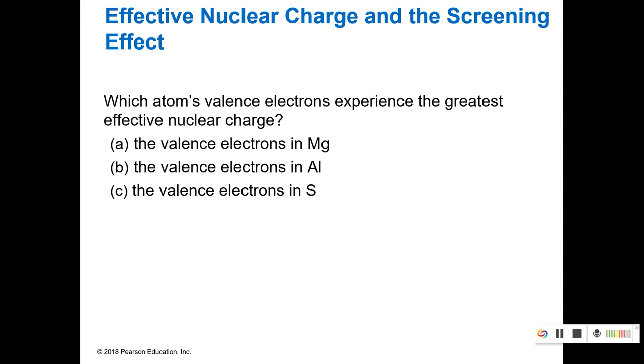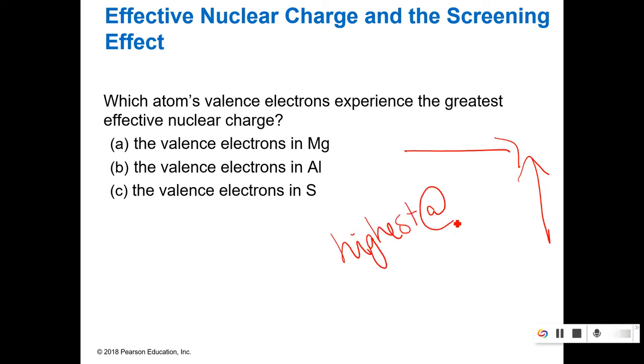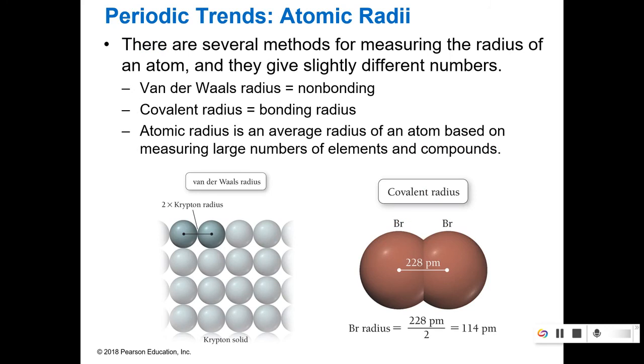So here it wants to know which atom's valence electrons experience the greatest effective nuclear charge. And remember, it is highest at helium. So the arrows point towards helium. So really you're just looking which one of these is closest to helium, and it is sulfur. Okay, magnesium will be the farthest.